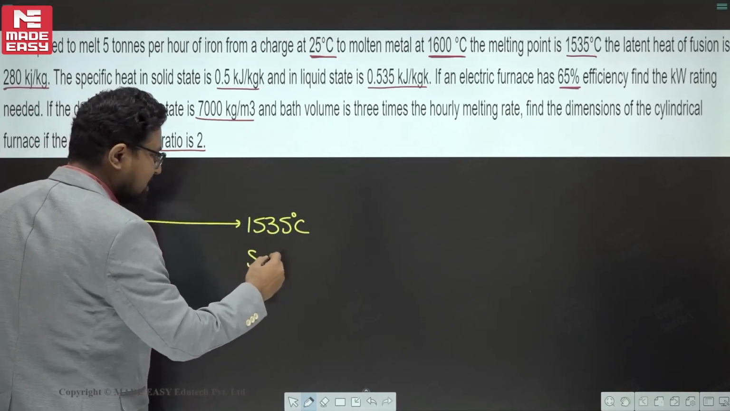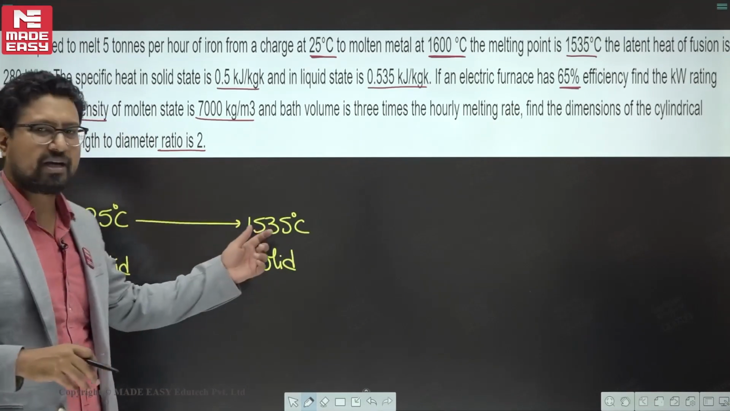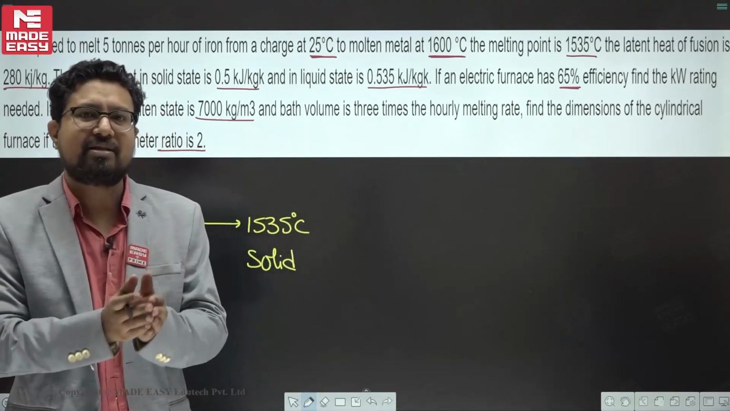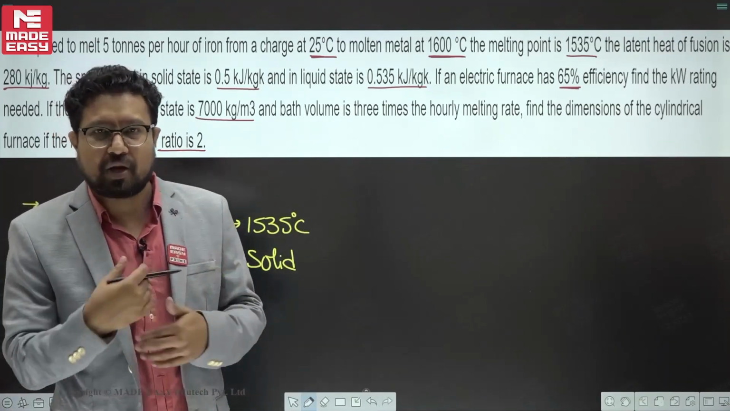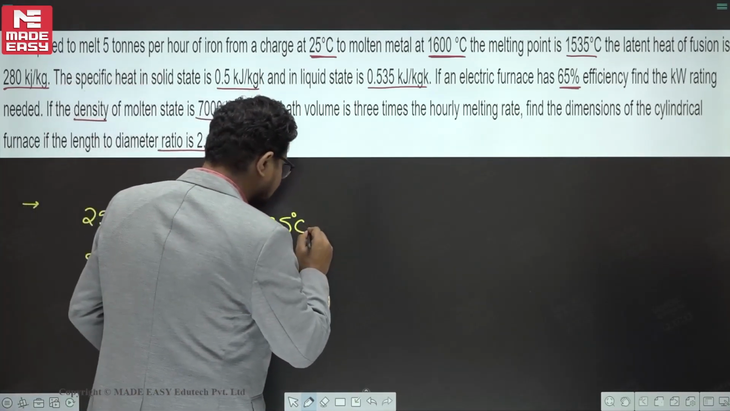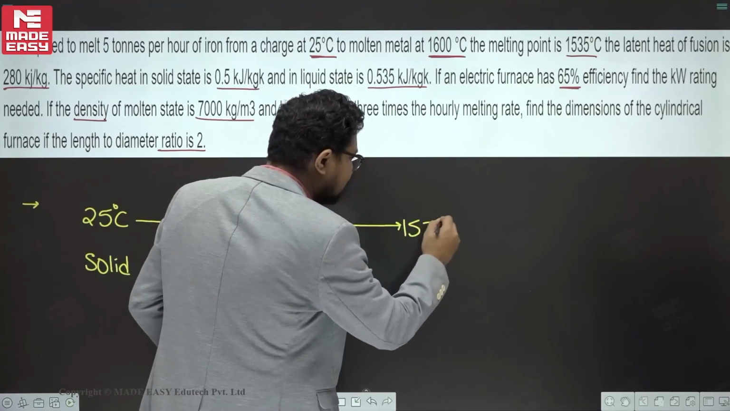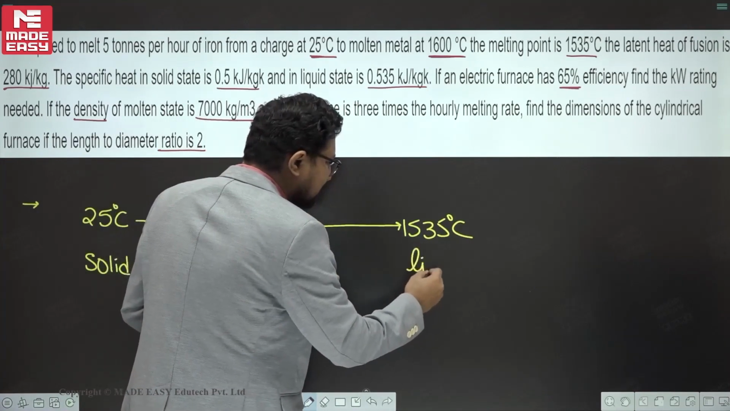At this condition, if you heat it from here to here, it is still solid. Further, if you supply heat, this is the melting temperature. At constant temperature, the solid to liquid transition will take place. So we will have 1535 to 1535 degrees Celsius, but this is solid to liquid. The melting will take place.